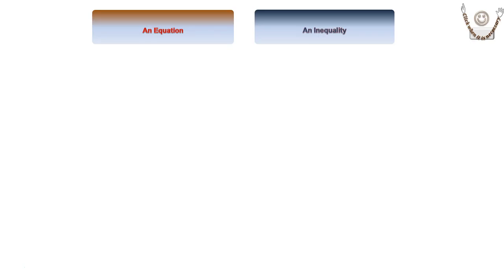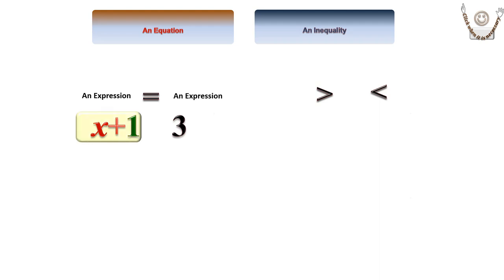Equations and inequalities. The symbol equal and two symbols of inequality. If we have two expressions and they are equal, like in this example, positive 1x and positive 1 is one expression, and 3 is the second expression. If these two expressions are equal, we can read this as positive 1x and positive 1 is positive 3. Then we would call this an equation.